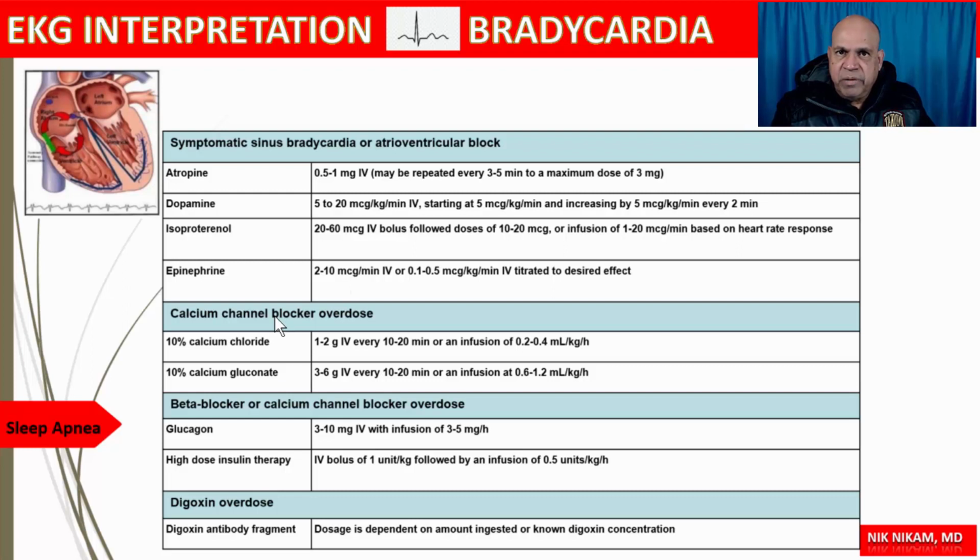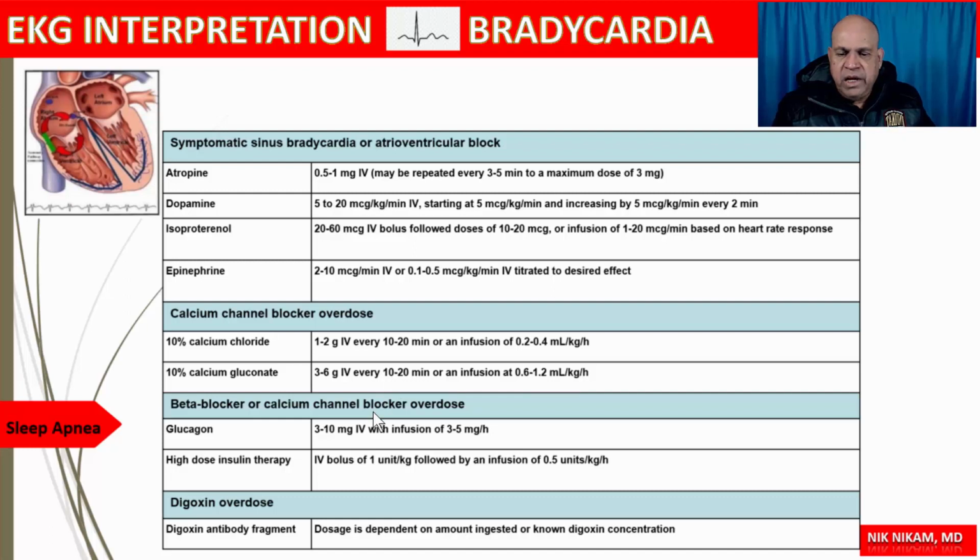If the bradycardia is related to calcium channel blocker overdose, we can use 10% calcium gluconate, 1 to 2 grams over 10 to 20 minutes. It can also be followed with an infusion of 0.2 to 0.4 ml per kg per hour of calcium chloride, and similarly we can use 10% calcium gluconate.